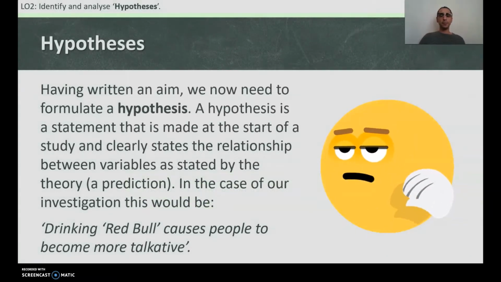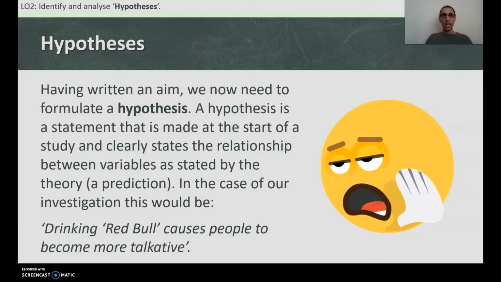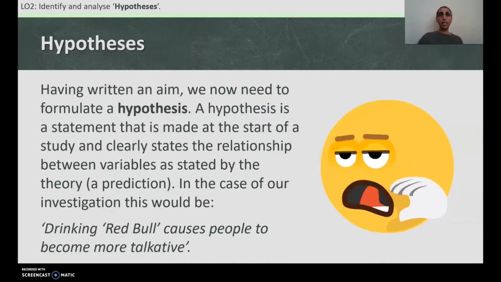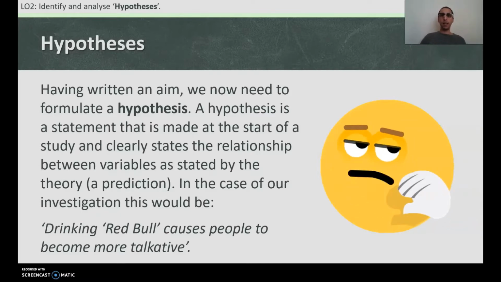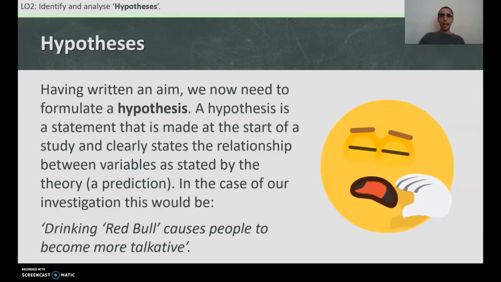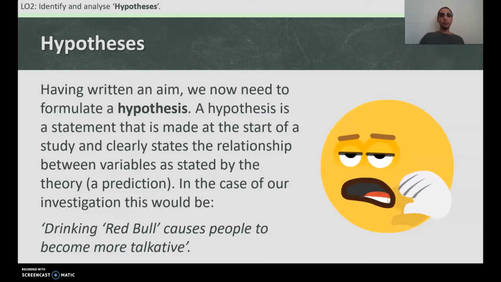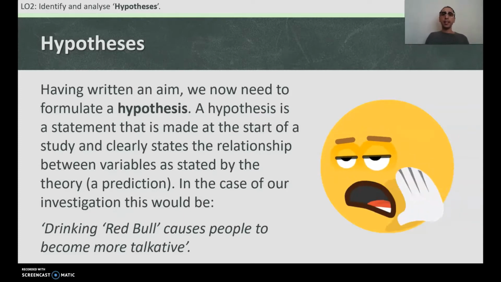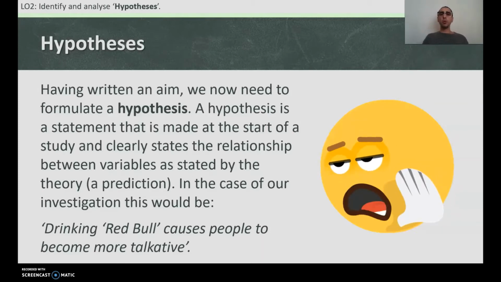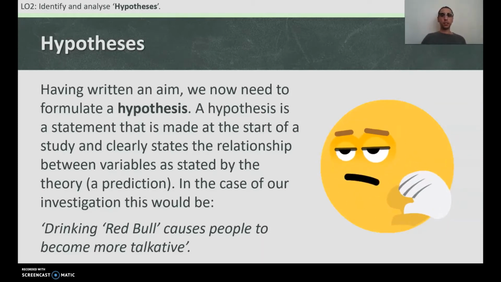Having written an aim, we now need to formulate a hypothesis. A hypothesis is a statement that is made at the start of a study and clearly states the relationship between variables as stated by the theory. Essentially, it's a prediction. What do you predict would happen, right? In the case of our investigation, it could be, for example, drinking Red Bull causes people to become more talkative. That might be my prediction. That might be my hypothesis, okay?